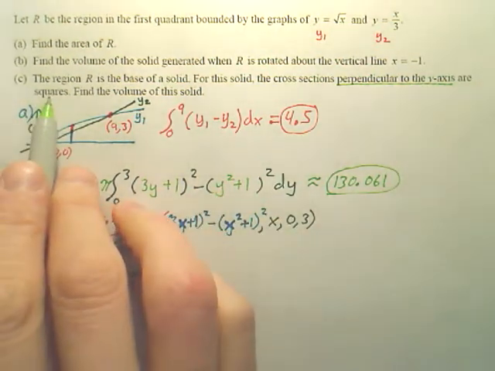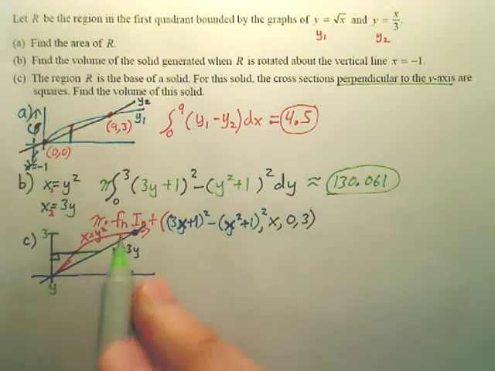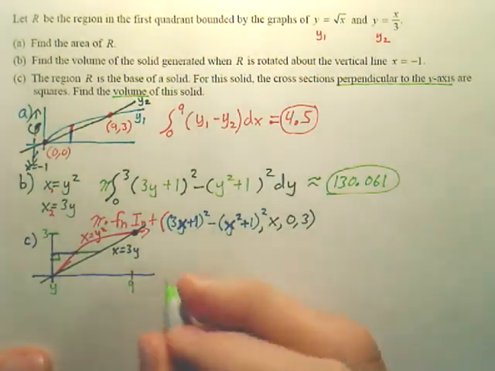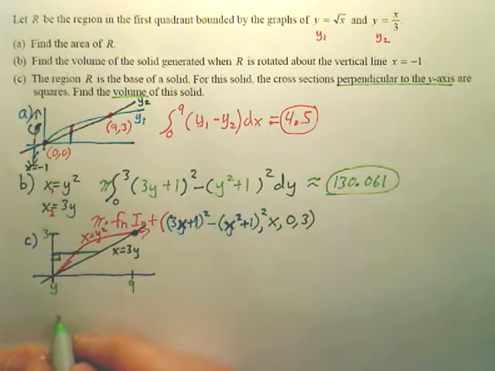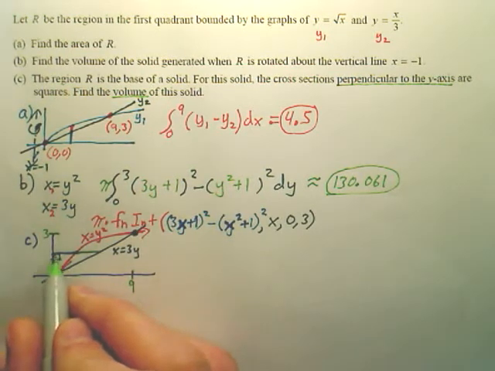The cross sections are squares. So if we're making squares, the base is this segment. So we're making squares that have the base of this segment, and they want the volume of the solid. So if we're doing squares, the base is that. So we have these squares here. Here's my square. This base, to find the length of this base.